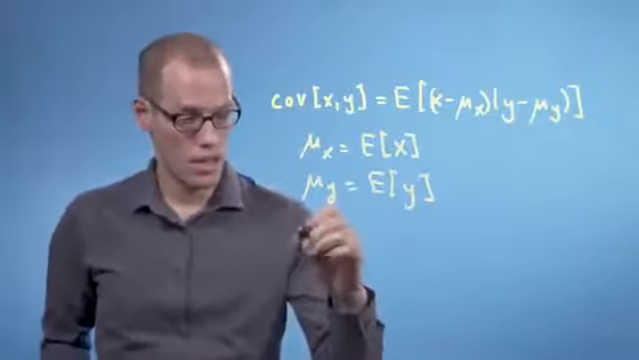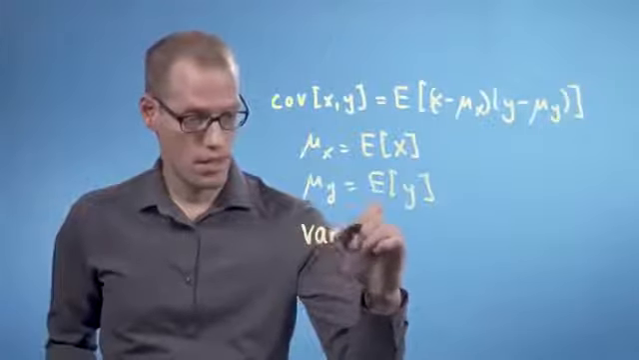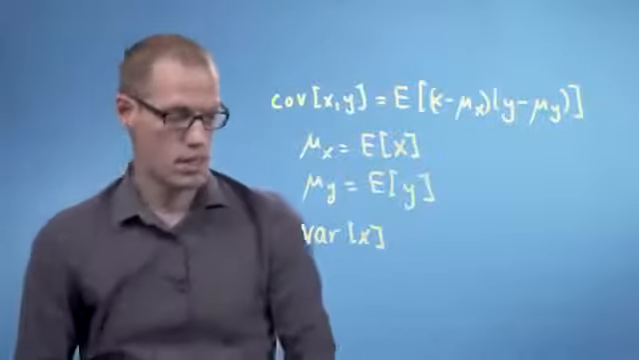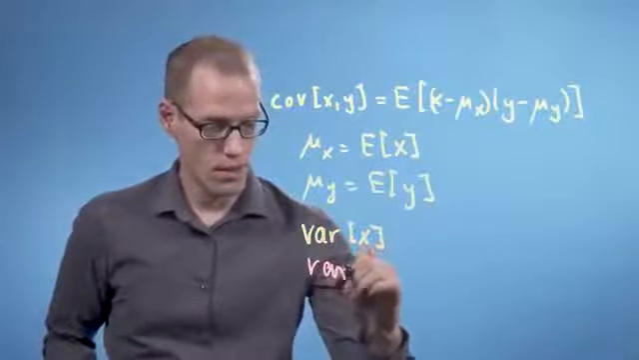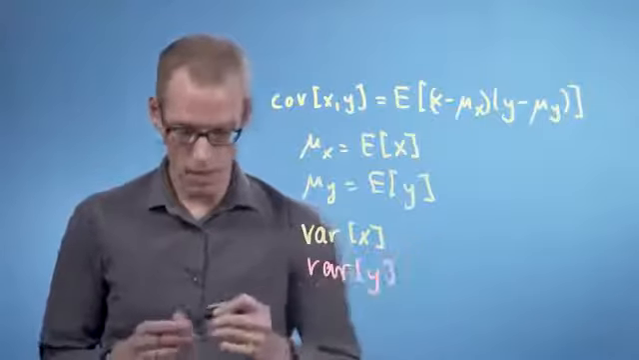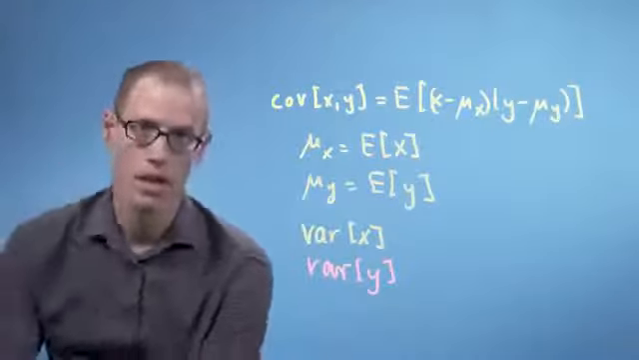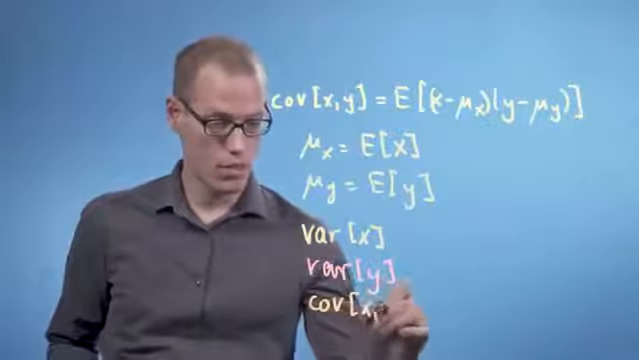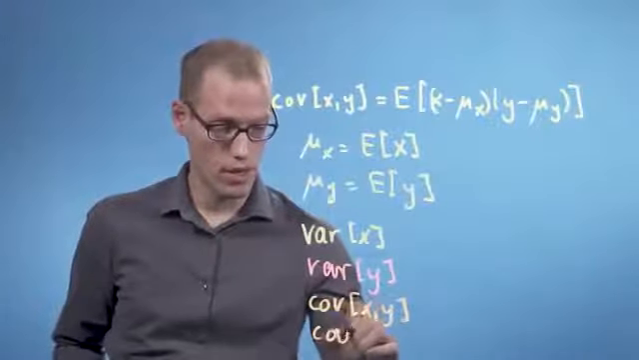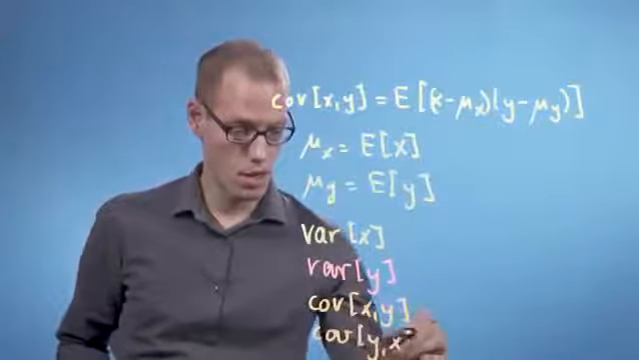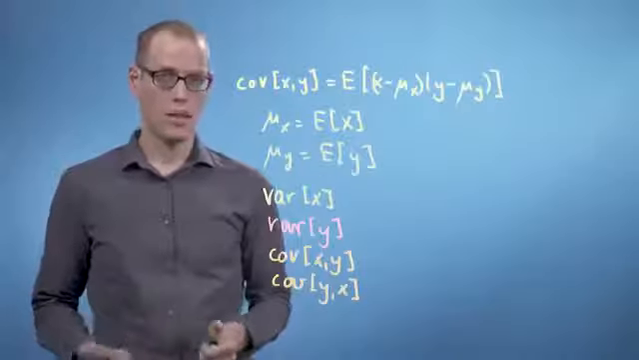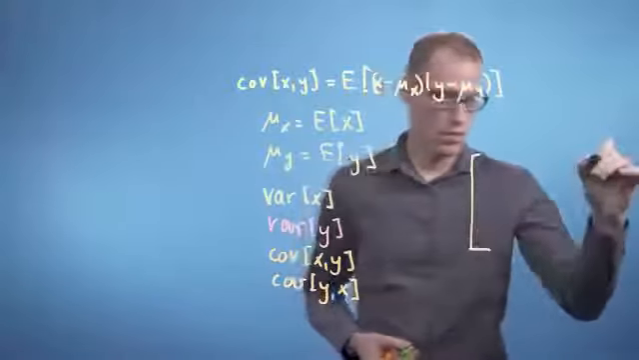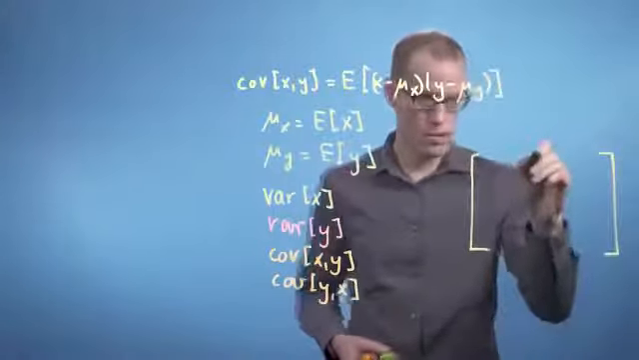We obtain the variance of x, we get the variance of y, and we also have the covariance terms, the covariance between x and y and the covariance between y and x. So we summarize these values in this matrix called the covariance matrix with 4 entries.